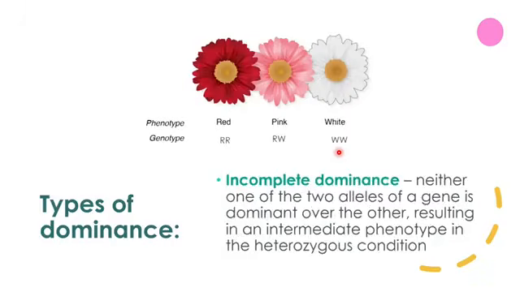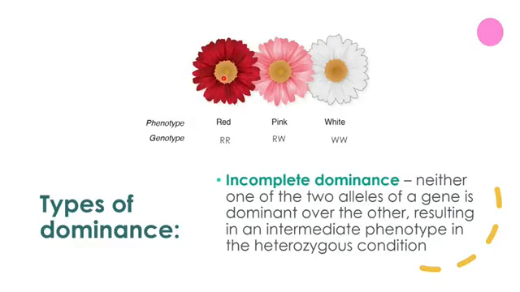If we move to the next definition, which is incomplete dominance. Now, in incomplete dominance, neither one of the two alleles of the gene is dominant over the other one, resulting in an intermediate phenotype in the heterozygous condition. All right, so let's quickly unpack the definition here. If we look at the picture again, the phenotype is what you see.